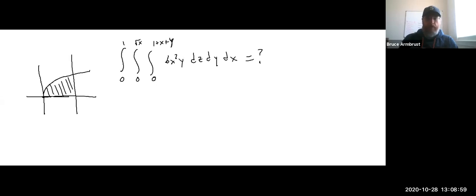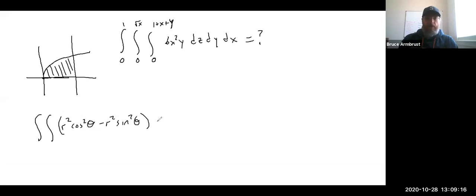So our function was x squared minus y squared. If we're going to do this in polar, that's going to be r squared cosine squared theta minus r squared sine squared theta. And then because we're going into polar, we have r dr d theta, right? We always got to talk like a pirate. So r dr d theta.